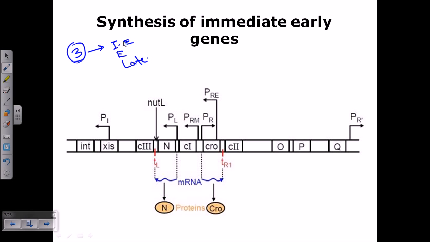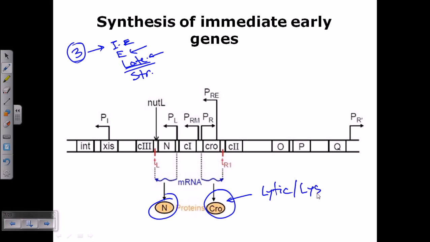The immediate early proteins are those proteins which are required for the replication of the phage DNA. Early proteins are responsible for the production of transcription factors and transcription of the phage DNA, and late proteins are those which are responsible for the production of the structural portion of the viruses. Okay, so in the very beginning, in the immediate early genes, we have N and CRO proteins. Now CRO is required to choose between the lytic or lysogenic cycle. That's why CRO is very important in this particular stage.